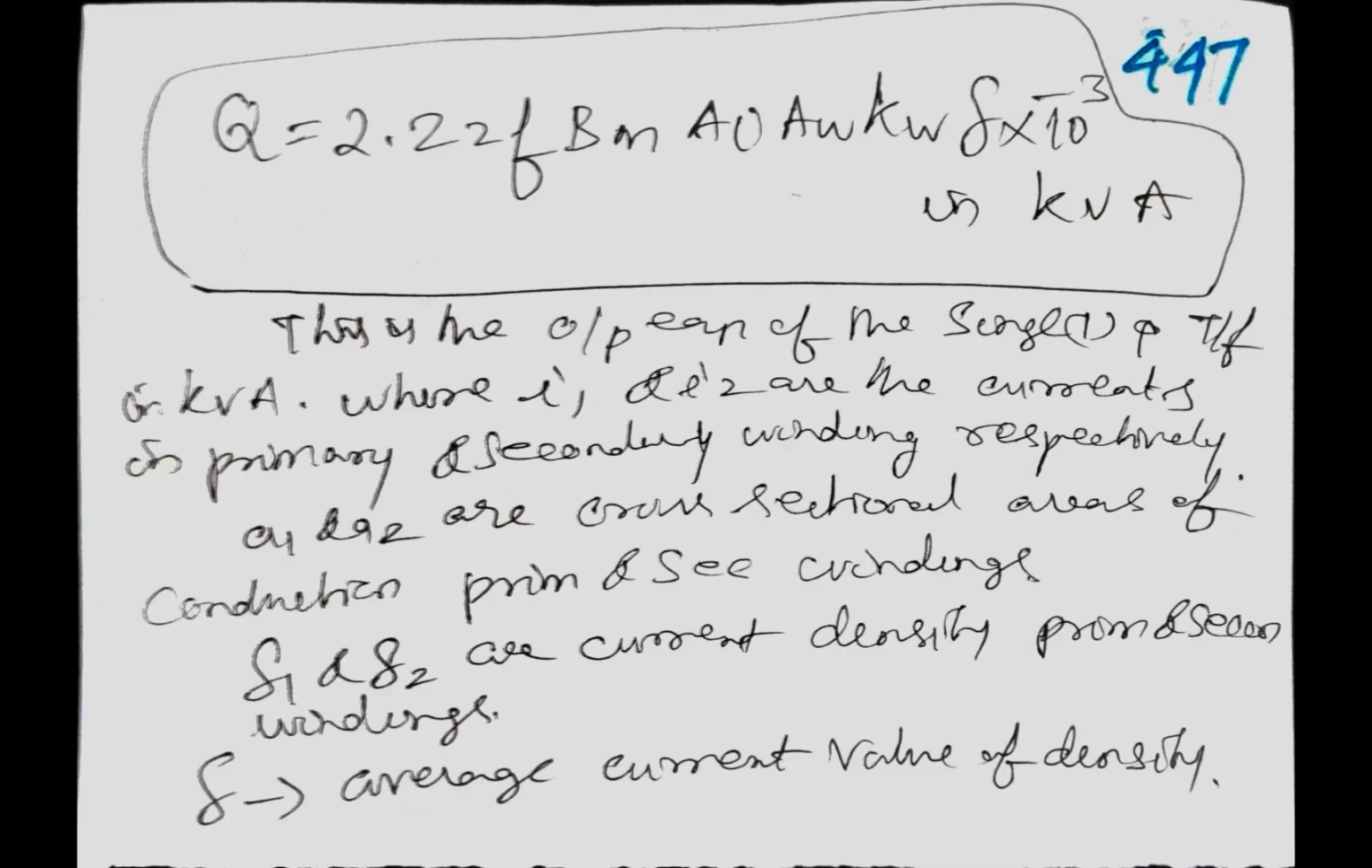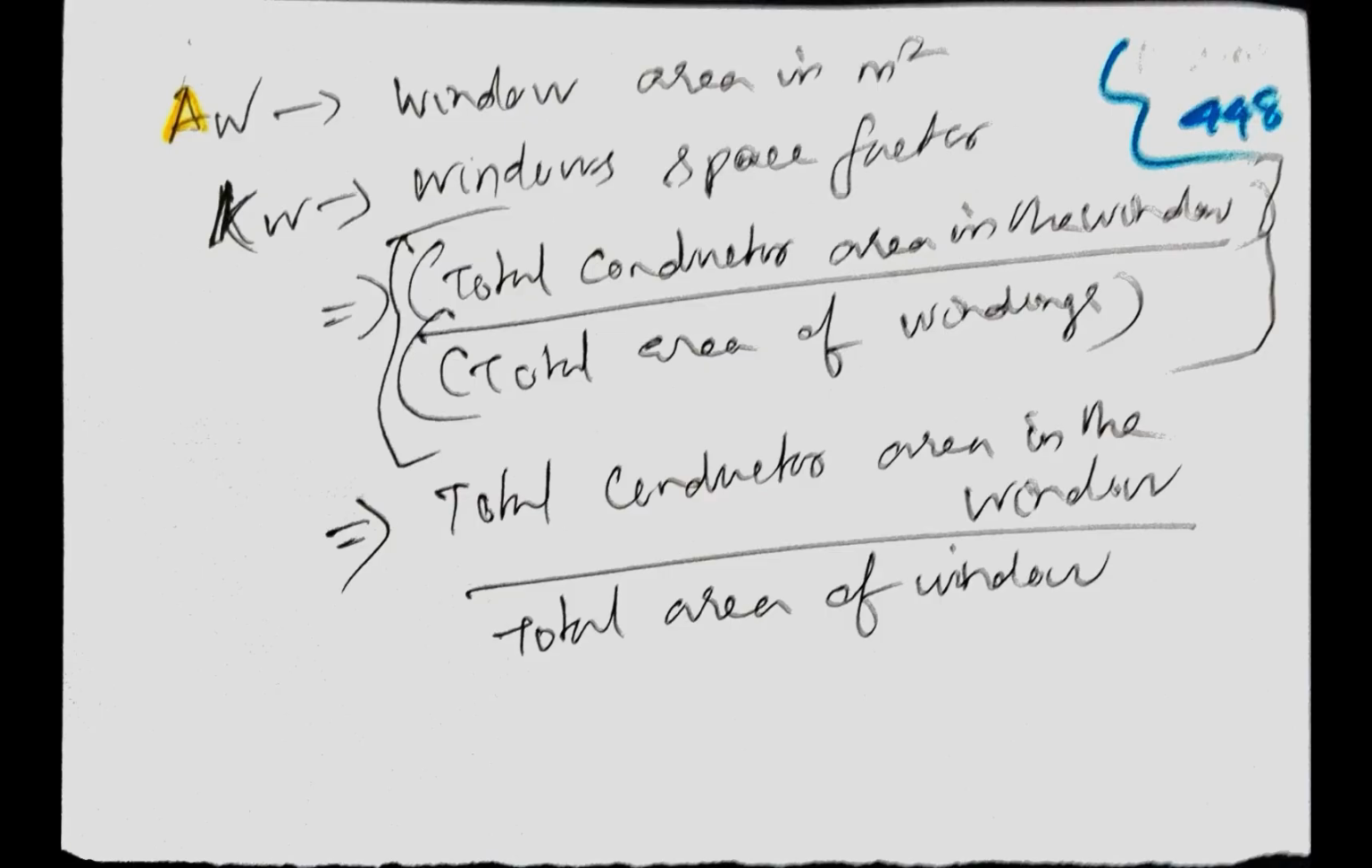A1 and A2 are cross-sectional areas of conductors in primary and secondary windings. Delta 1 and delta 2 are current densities of primary and secondary windings. Delta is the average value of current density. Aw is the window area in meter square. Kw is the window space factor. Kw is equal to total conductor area in the window divided by total area of window.